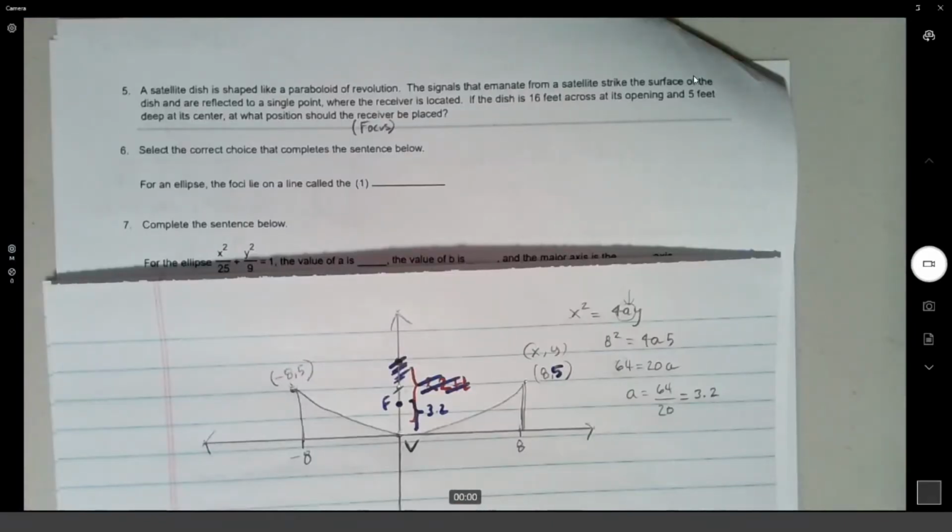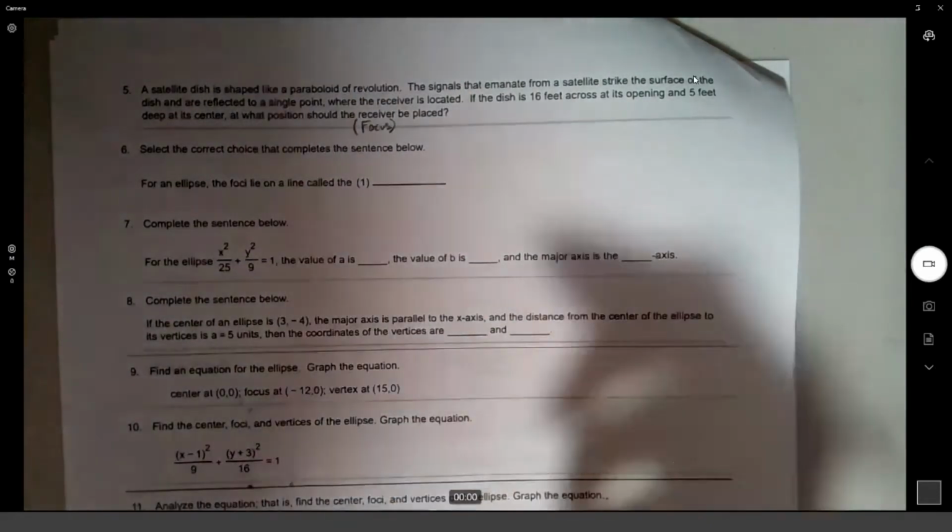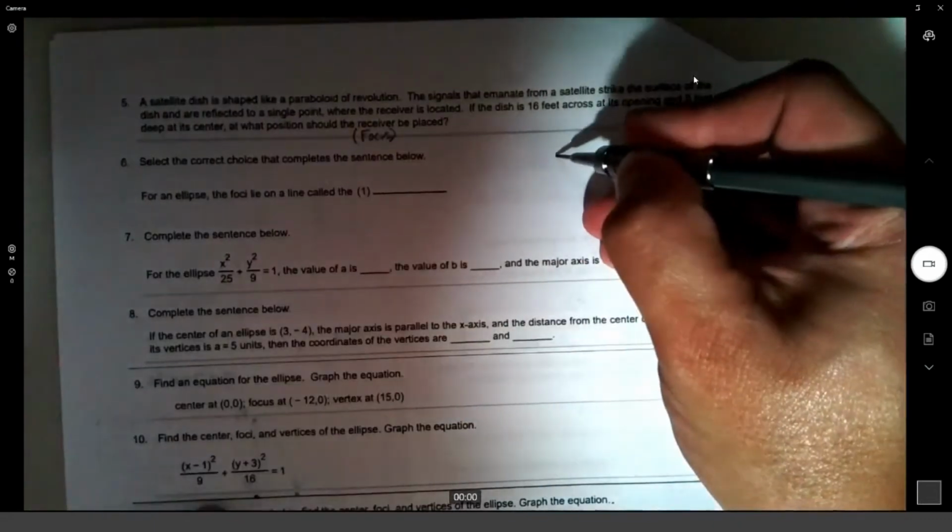It says select the correct choice that completes the sentence below. So I'm assuming this is going to be a multiple choice question for an ellipse. Now we're changing gears. For an ellipse, the foci lie on the line called the... Okay, so I don't think I need this anymore. So now we're talking about an ellipse.